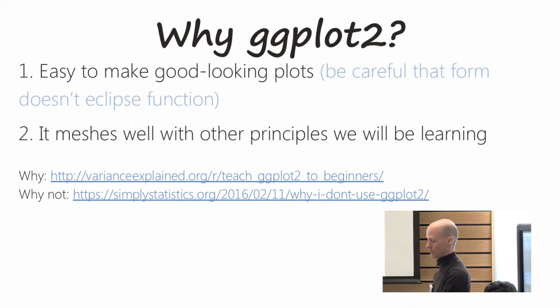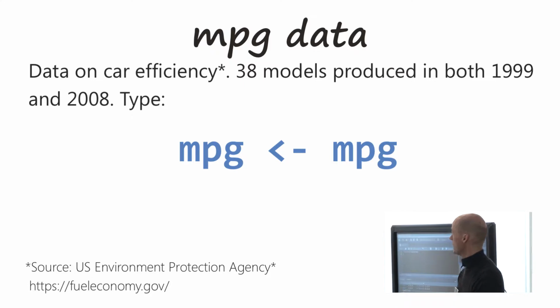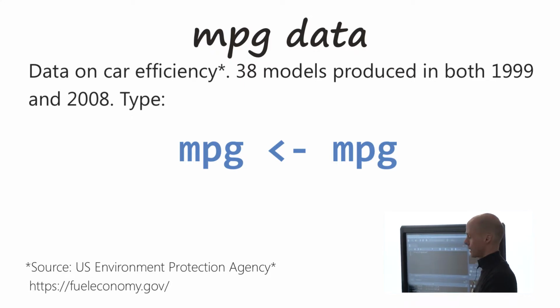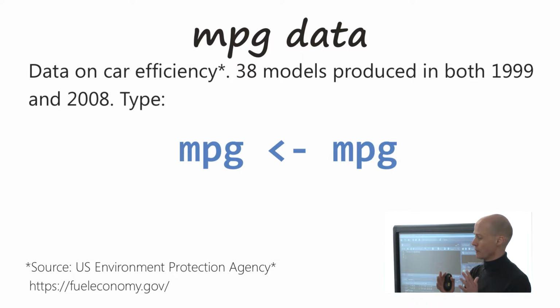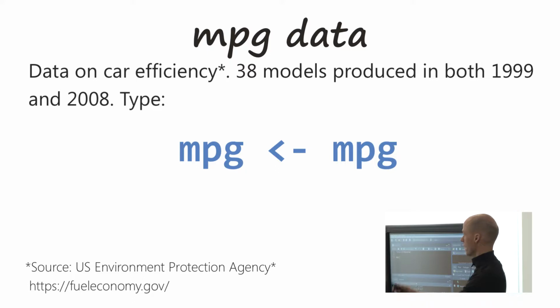Number two, it meshes well with all the principles we'll be learning. For this session, we'll be using MPG data, which is data on car efficiency for US cars of 38 models that were produced in both 1999 and 2008. We'll do UK examples because I don't know all the US examples, but a Ford Focus might have come out in 1999, but it also existed in 2008, so there'll be two observations of that car.